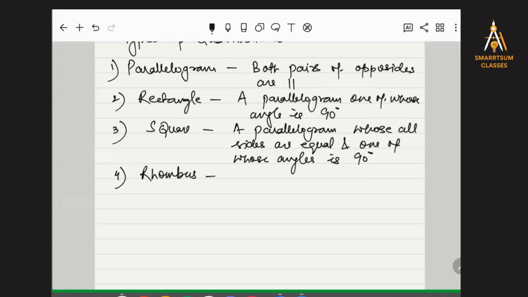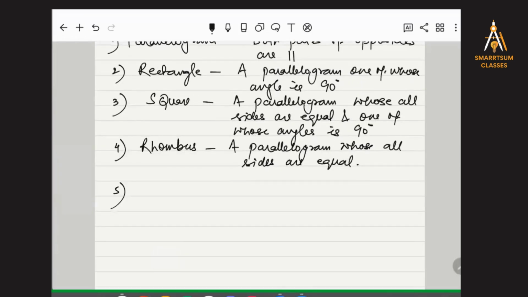Then we have a rhombus. What is a rhombus? A rhombus is again a parallelogram having all sides equal. So any parallelogram having all sides equal is a rhombus. So do you think that a square is a rhombus? Yes or no? Please tell me.